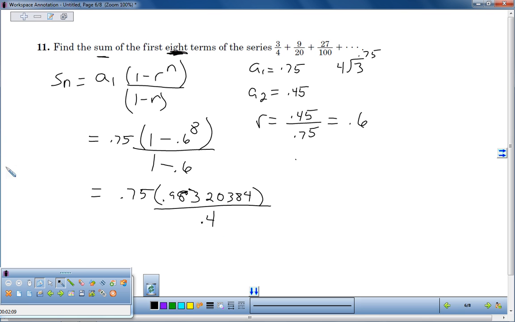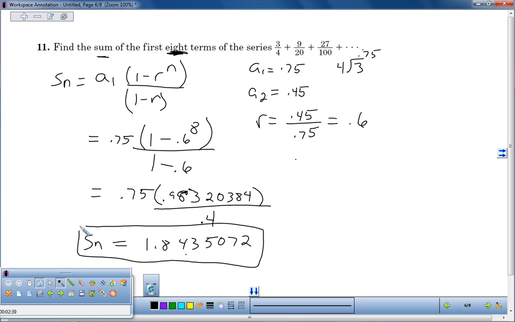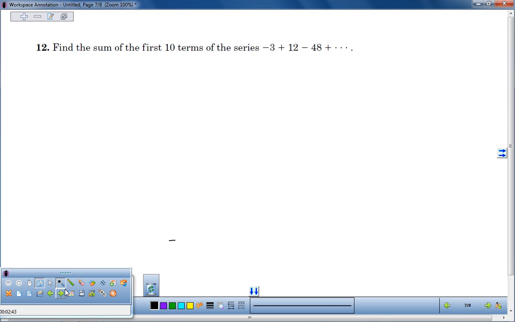So I'm going to go ahead and divide that number by 0.4 and multiply that by 0.75. Okay, and so we should end up with 1.8435072. Now if you just do 3 decimal places, I'm good with that, but our sum is going to be close to this for this problem.